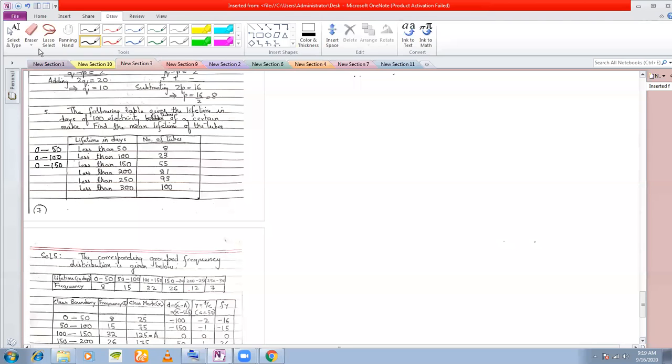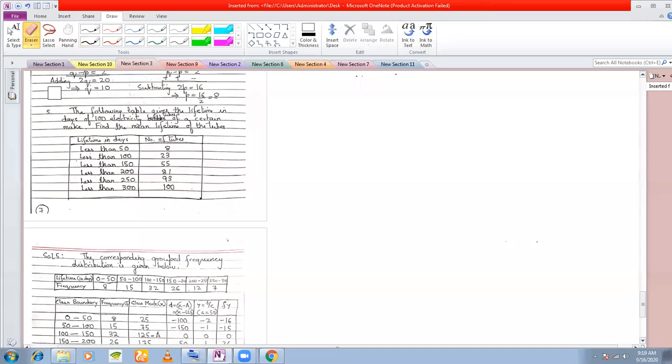So what you do here is, 0 to 50, the frequency is 8. Let me write here 8. Next, less than 100 means 0 to 100, but I will write this as 50 to 100. But when I write this as 50 to 100, this 23 includes 0 to 50 also. So the next frequency should be 23 minus 8, which is 15.